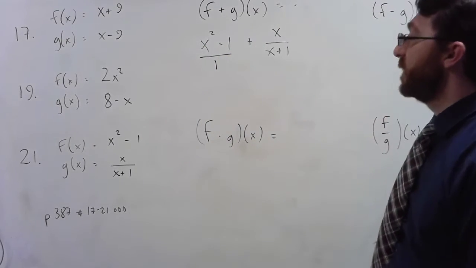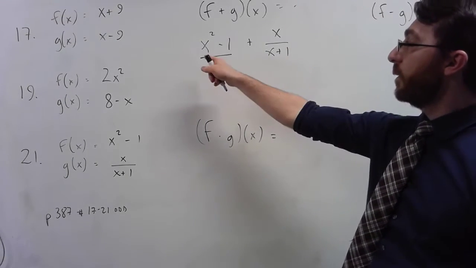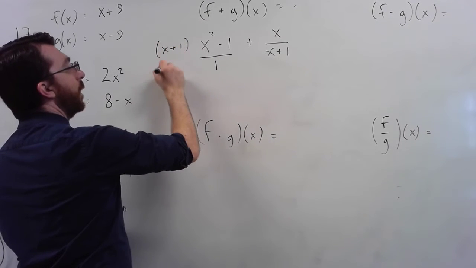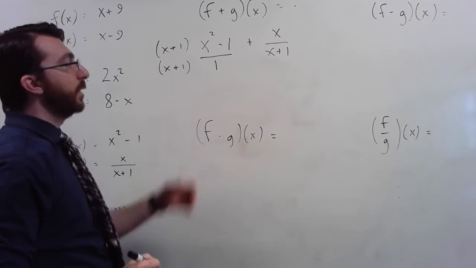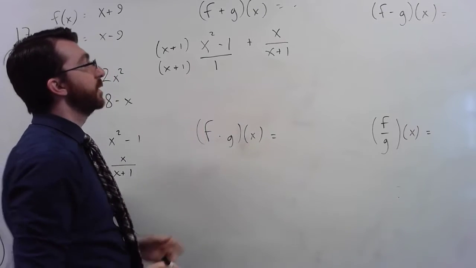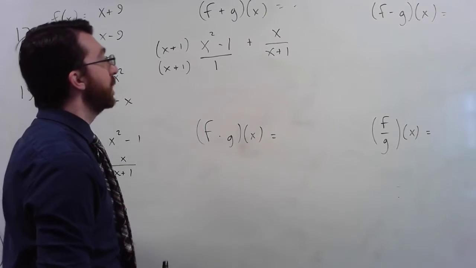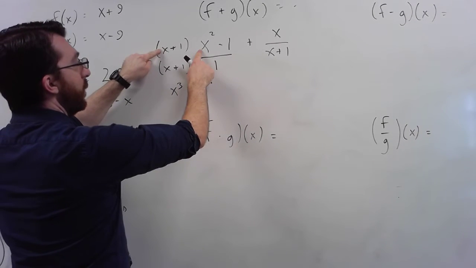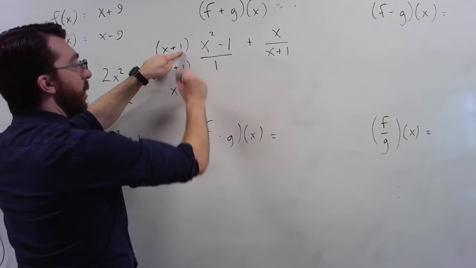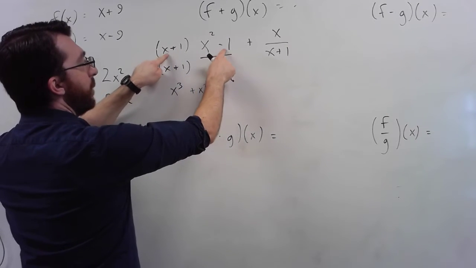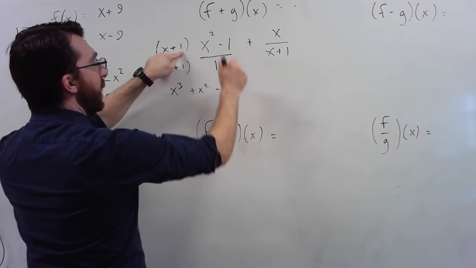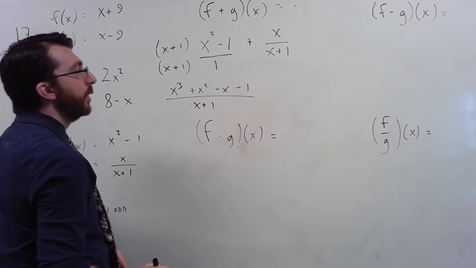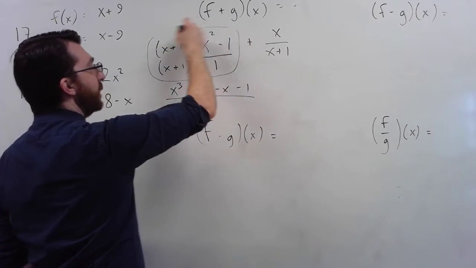Now let's get a common denominator. We'll need to multiply the top and bottom of that by x plus 1. So bottom's easy. It's 1 times x plus 1. The top is the one that's tricky. So foiling, I've got x cubed, okay, plus x squared minus x minus 1 all over x plus 1. So that's this part of it.